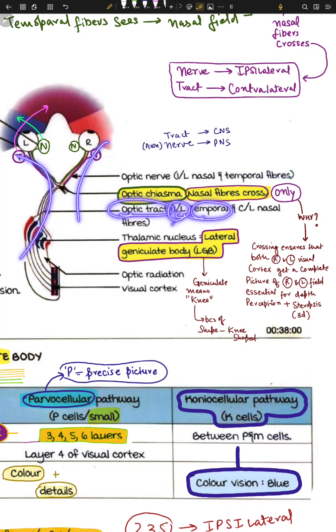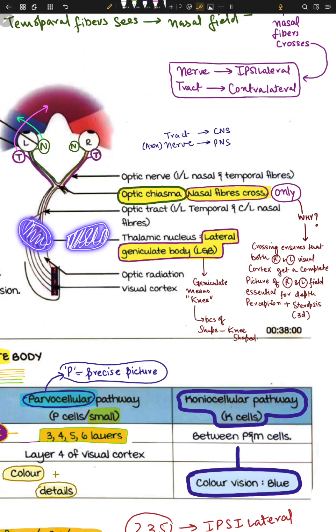Okay, so we now know that the optic tract is formed where temporal fibers are ipsilateral. Ipsilateral means on the same side, and nasal fibers are crossing. They are called contralateral. After this, these tracts reach this point. This is one nucleus. Here is another nucleus present.